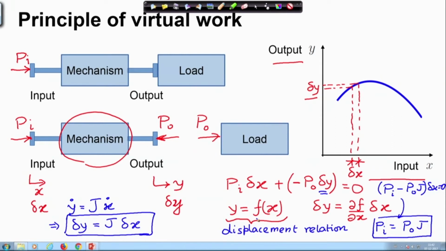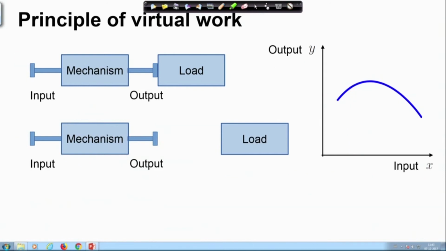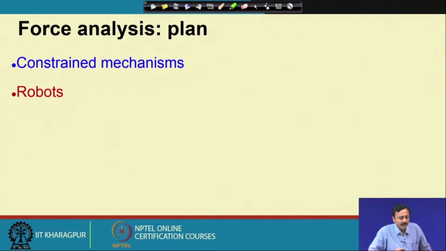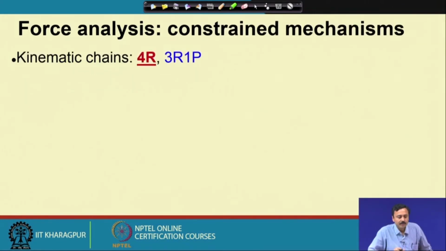So, what did I require? I required the input output velocity relation or the displacement relation, and from there I can very easily find out the force relation. So, this is how the principle of virtual work is used. So, our plan is to study constraint mechanisms and subsequently robots.